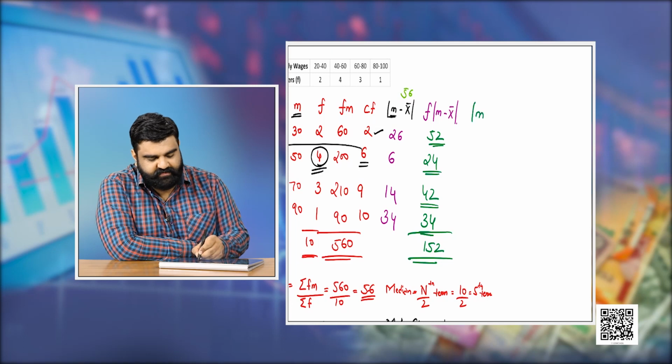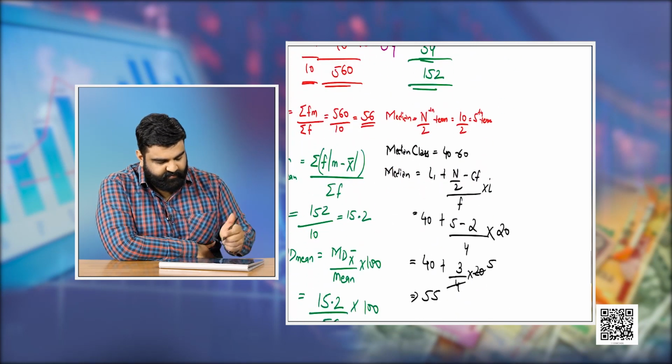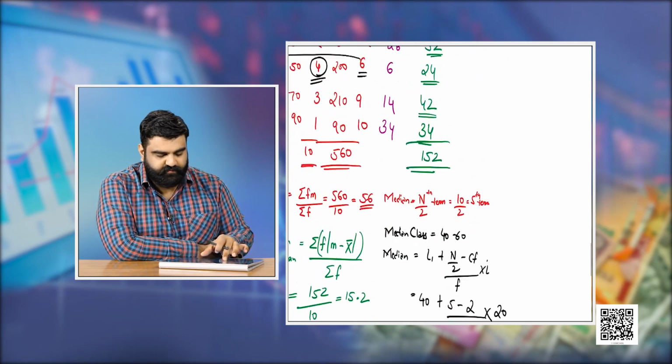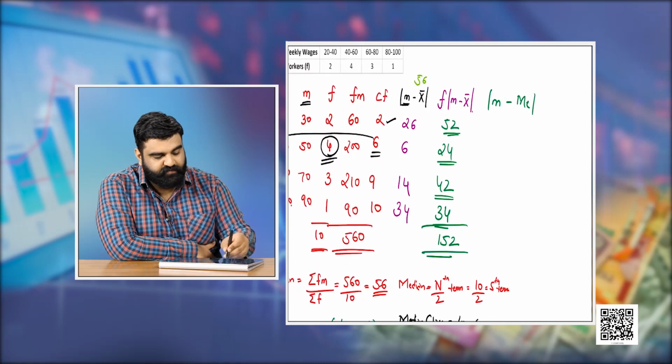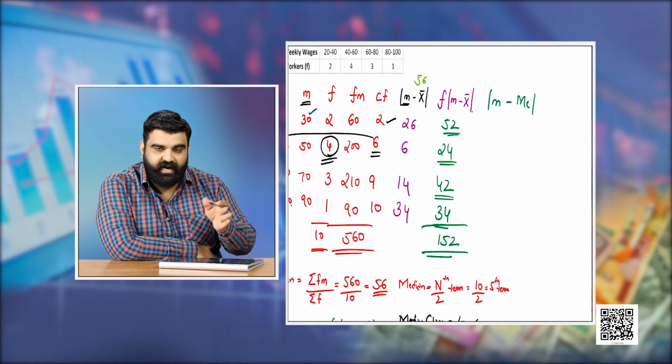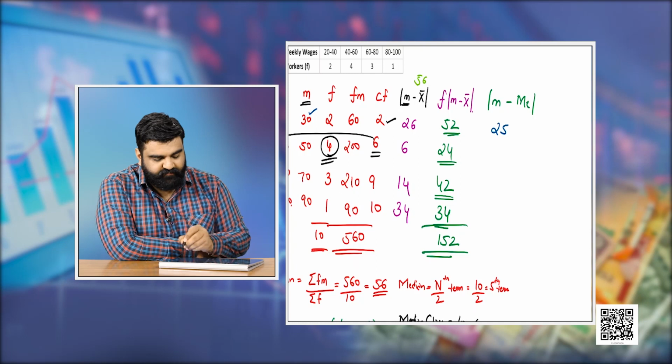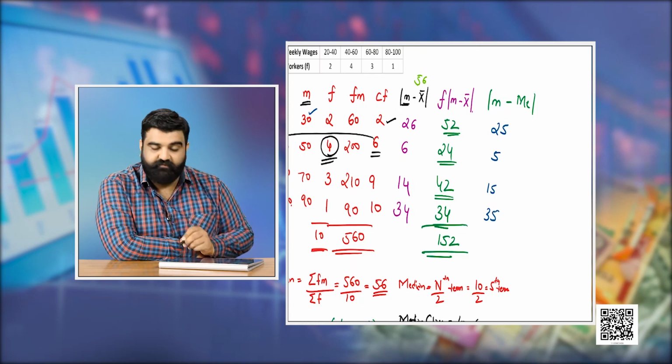Now, let us move on to the mean deviation from median part. So, first of all, let us calculate the differences between the mid value and the median. So, we have the median as 55. So, let us calculate the differences from the mid values. So, we have 30 and 55. So, this will be 25, this will be 5, this would be 15 and finally, it would be 35.